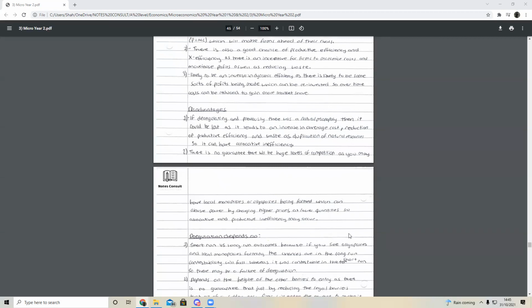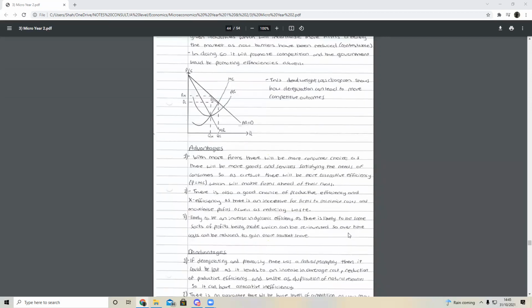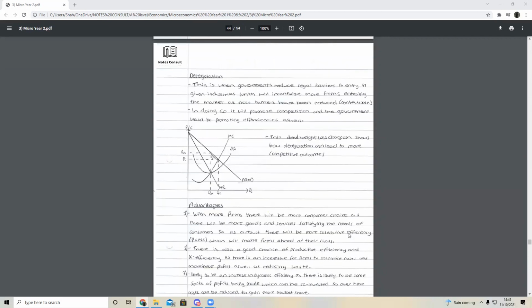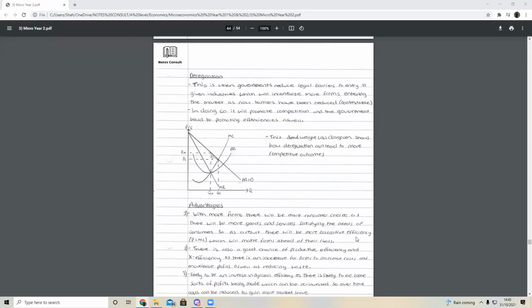When would the government deregulate a market? Normally they would deregulate a market if there's not enough firms in that market. If the monopolies and oligopolies have too much market share, then they will try to incentivize more competition and reduce the market share of those bigger companies because they might be exploiting consumers.